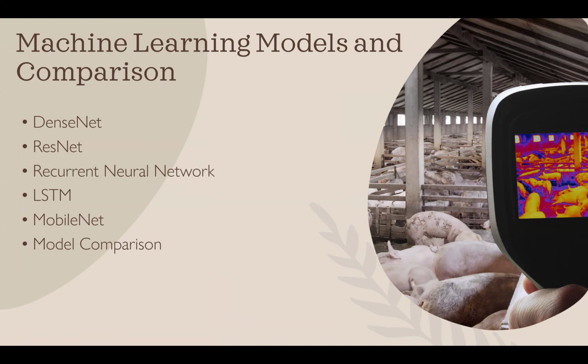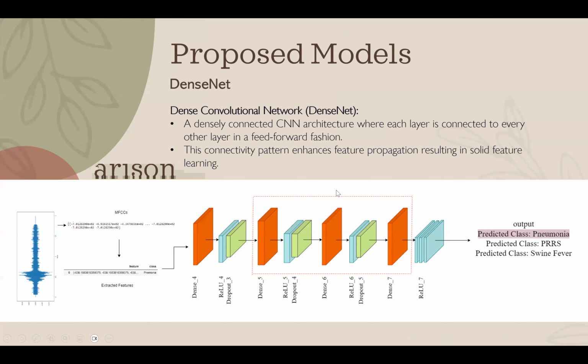Coming to machine learning models and comparisons, we dealt with three kinds of models for the audio dataset and two models for the image dataset. Coming to the audio dataset, we went through DenseNet. Next slide, please.